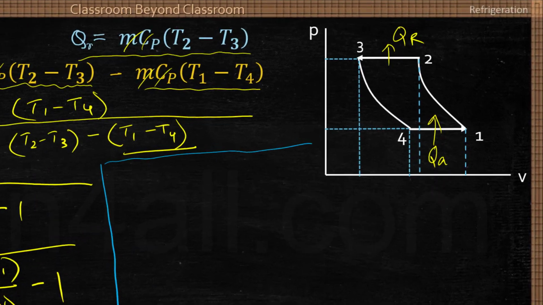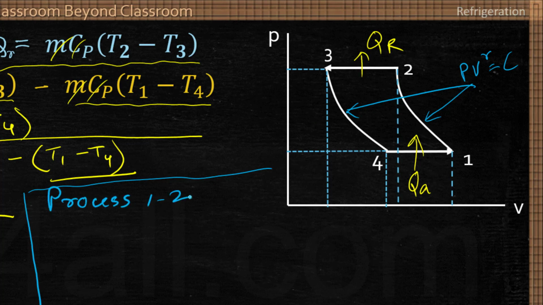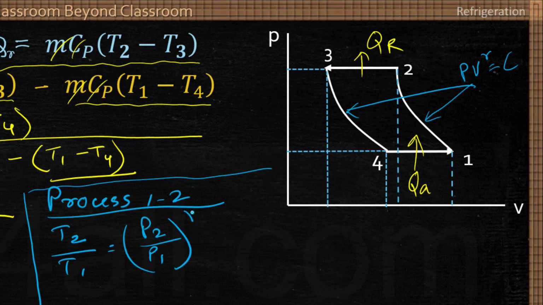we have to apply the isentropic law, and that law can be applied only during two processes that obey the isentropic law, PV to the power gamma equal to C, and that is process 1-2 compression and process 3-4 expansion. Okay. First apply the isentropic law to the process 1-2. So if we apply the law to the process 1-2, then can you tell me what is the law? T2 divided by T1 equal to P2 divided by P1 whole to the power gamma minus 1 by gamma.